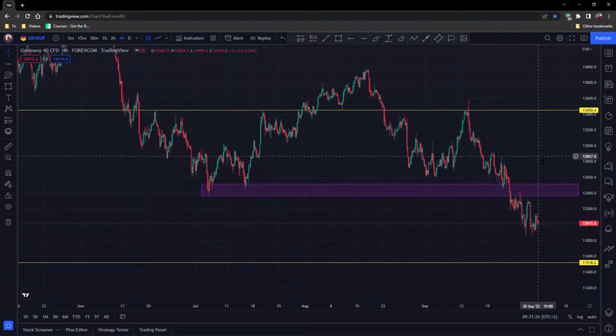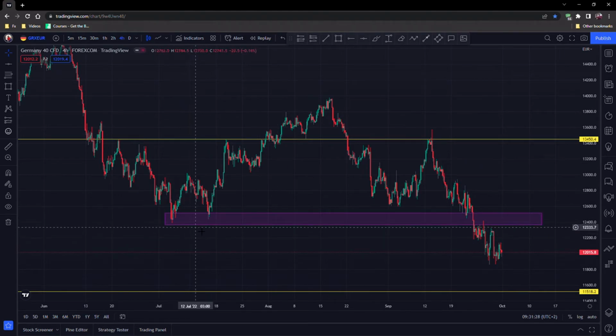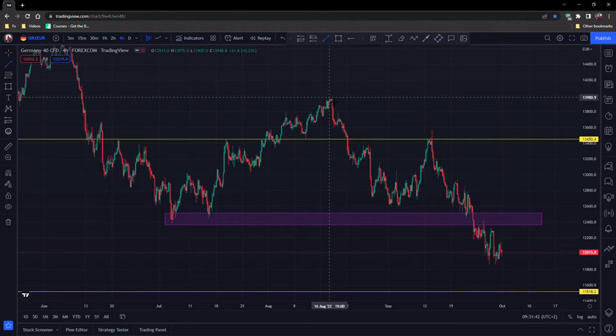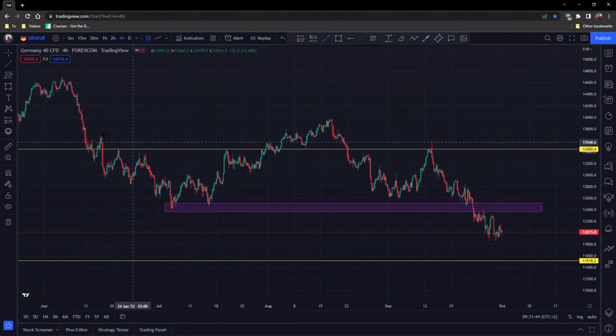This is the resistance. You can see it was a strong support area in the past, but now it's an area of resistance, right? And then we can look at this as well. Looking at that area, no, we cannot look at that area, but we can look at this area. Let me just do that.